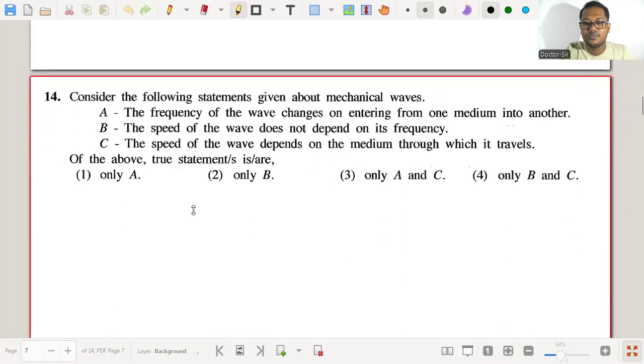This is question number 14. Try to find out the correct answer. I will give 1.5 minutes. Try to find out the correct answer within this time period.